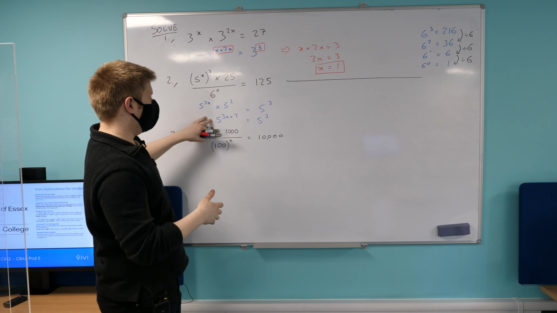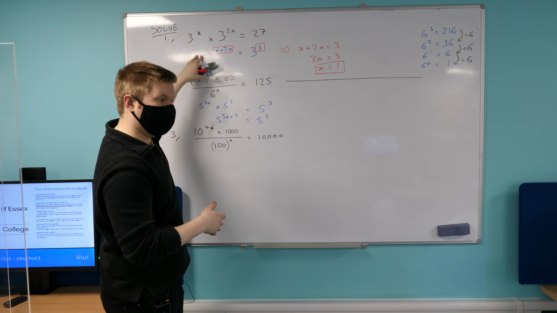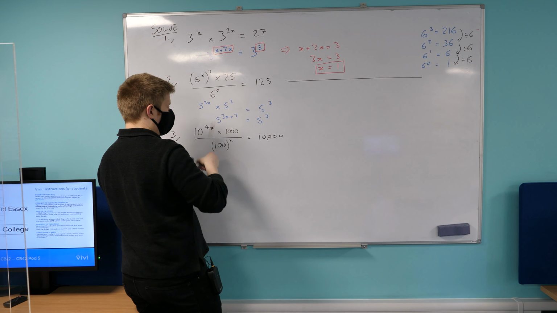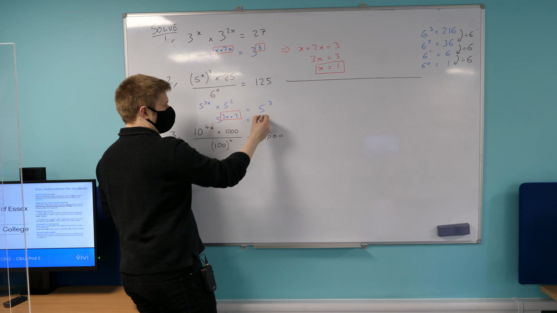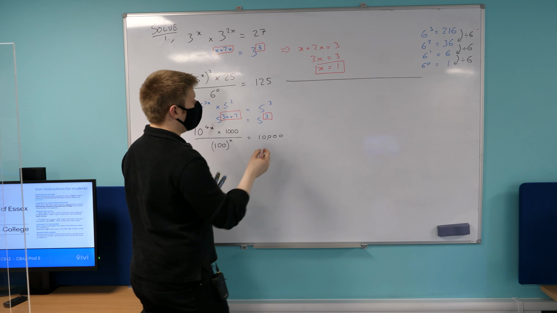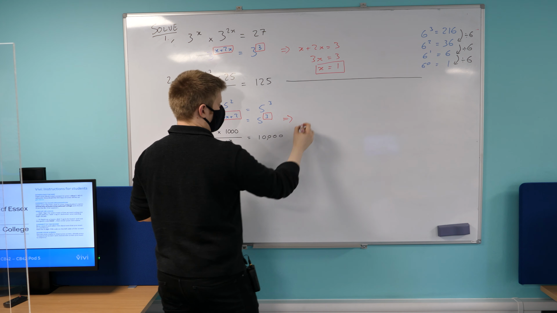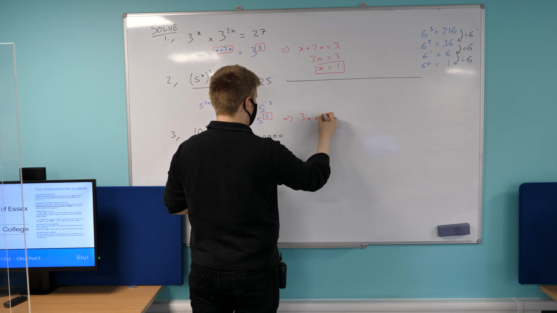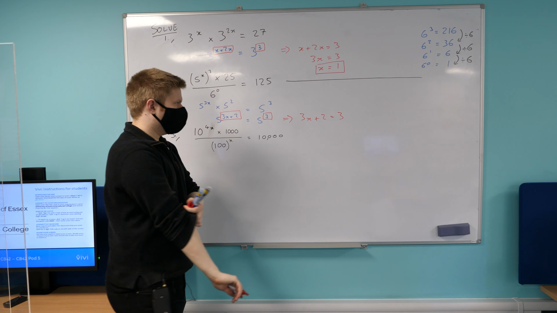And are you happy that now we're at the same situation as we were up here? You're just basically saying, well, look, 5 to the power of something is equal to 5 to the power of something. Those two somethings have got to be the same. So 3x plus 2 has got to be equal to 3.